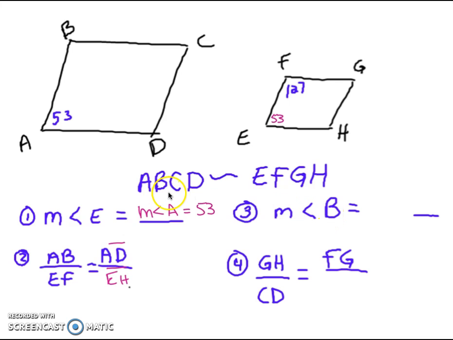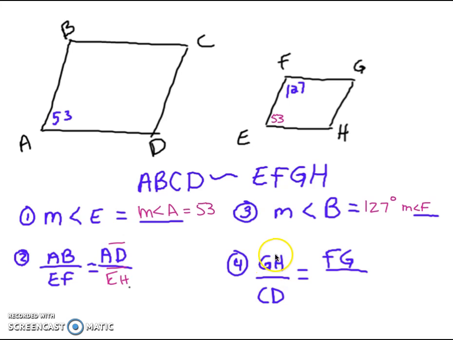For our next one, measure of angle B. So here's angle B, and we know that the measure of angle B, we're not sure yet, but we do know that it is similar to angle F. And so we can say that angle F equals 127, so therefore angle B would also equal 127. And we can also write on here, measure of angle F.